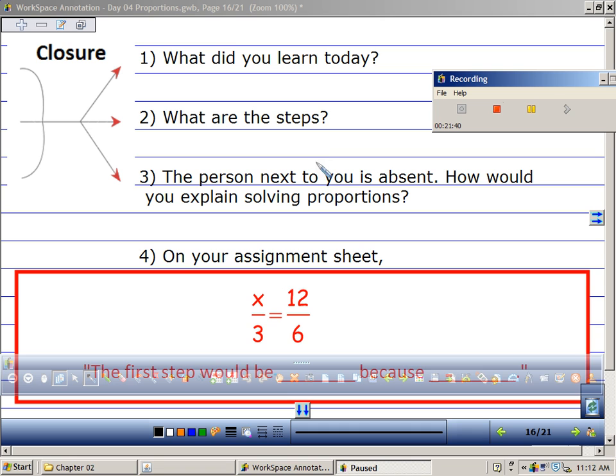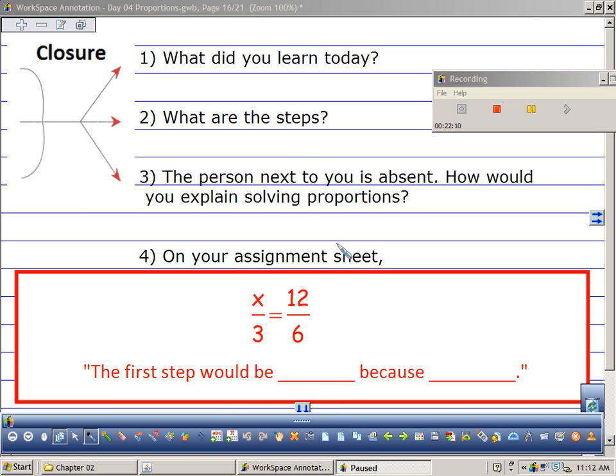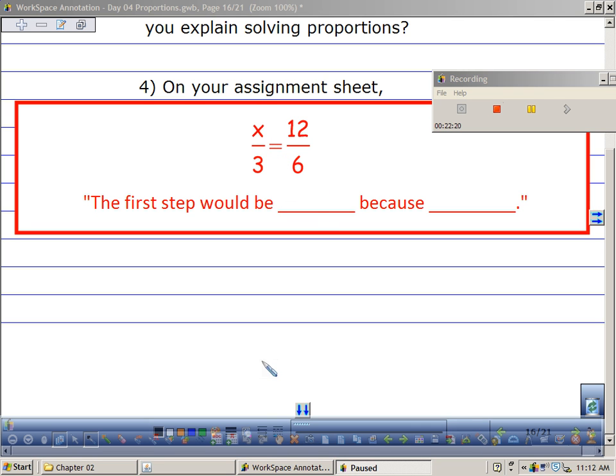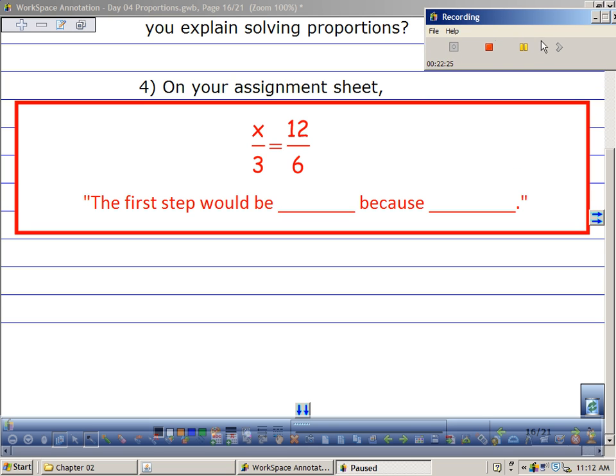Before multiplying by the reciprocal, we tried to find relationships between numbers, right? If we couldn't do that, then we multiplied by the reciprocal and solved for the variable. Good job. On your assignment sheet, I want you to write this. The first step would be because. Tell me what the first step would be. All right, good job today, guys.